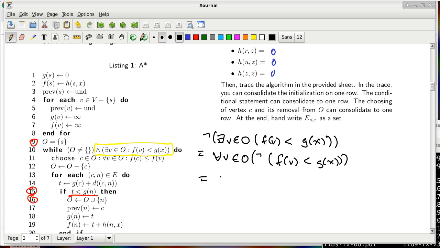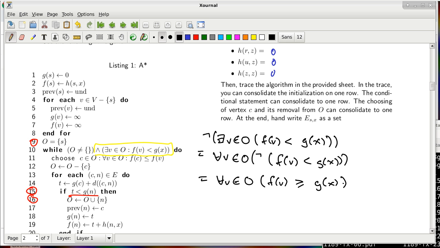Then you can simplify that one more time so it looks nicer, because not less than is the same thing as greater than or equal to. So we'll say it's the same thing as saying f of V is greater than or equal to g of x. So now we look at this and ask, what is so significant about this? What do you think? Now you have to remember what is f and what is g. What are they representing?